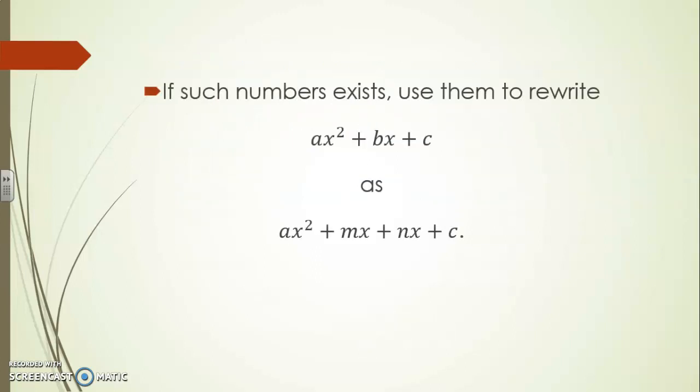If such numbers exist, we're going to use them to rewrite ax squared plus bx plus c as ax squared plus mx plus nx plus c. You'll notice that we have converted bx into mx plus nx, and that is correct because one of our criteria was to make m plus n equal to b. Afterwards, we'll factor by grouping, hoping that within each pair we'll have a common factor appearing.